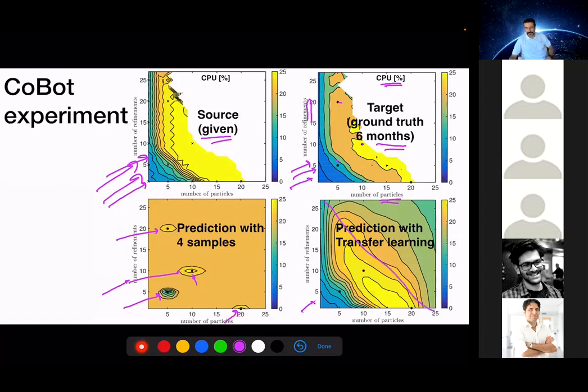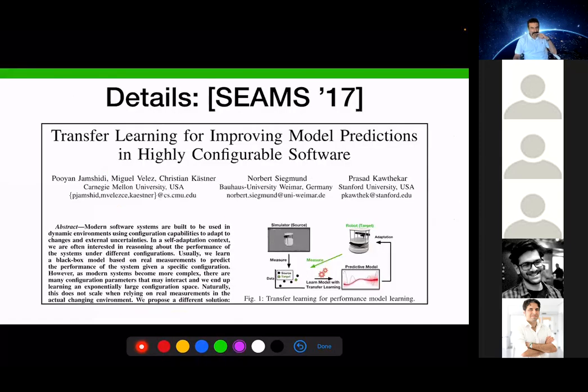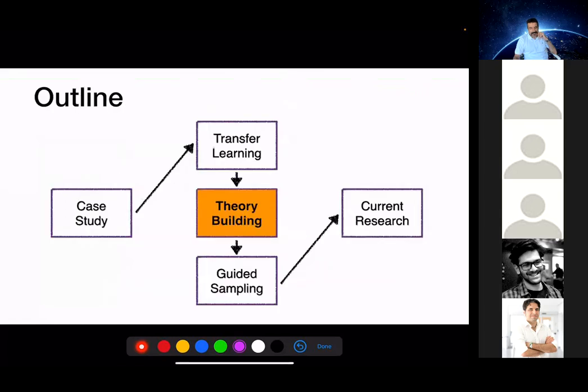it doesn't understand that this part is not valid, and these white spaces are related to configurations that are invalid. But easily this could be fixed by augmenting this with another classifier that distinguishes between valid and invalid configurations. So that was the experiment, and if you are interested in this, this was a collaboration with Miguel, Norbert, Prasad and Christian. You can look into more detail.